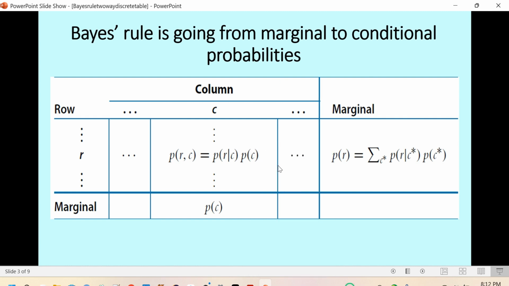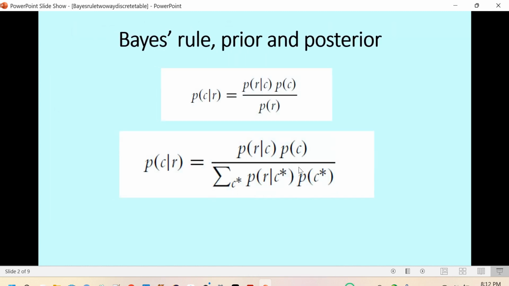If we look back, P(C) is the prior, and also a marginal, and this is the conditional. So we update our credibility of probability C from a prior, or marginal, to a conditional probability.